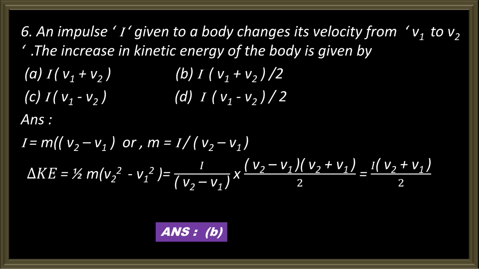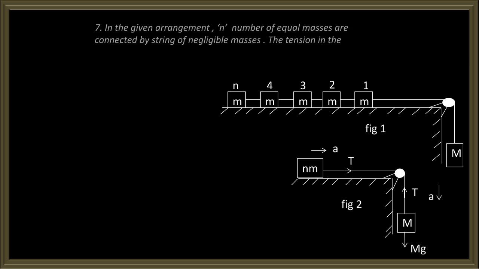So first of all we write impulse equal to change in momentum, that is m into (v2 minus v1), or we find m equal to I by (v2 minus v1). Okay. Now change in kinetic energy is written as half m (v2 square minus v1 square). So here we put the value of m. Okay, m equal to I by (v2 minus v1), and after putting m and calculating we get correct answer option B. So option B is the right answer.